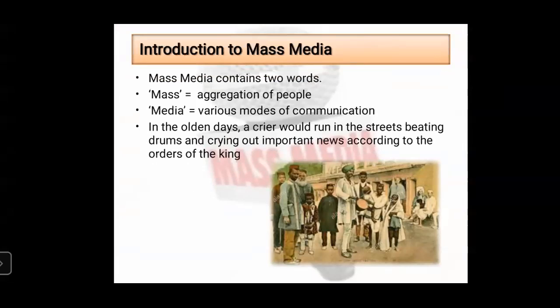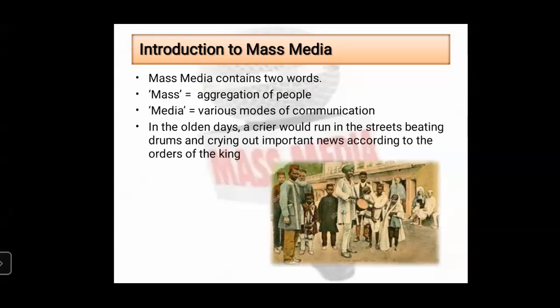So students, the term mass media is a combination of two different terms, that is mass and media. Whereas mass means aggregation of people, that is a group of people, and media, that is the various modes of communication. Okay, in the introduction part, they have also mentioned how in earlier times, when we had the monarchical system, the king used to convey the message, how the king used to announce any notice or any important information.